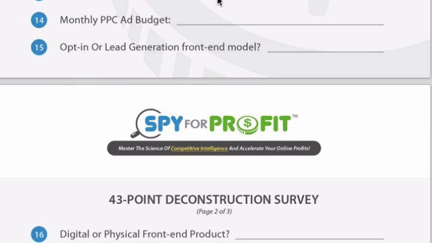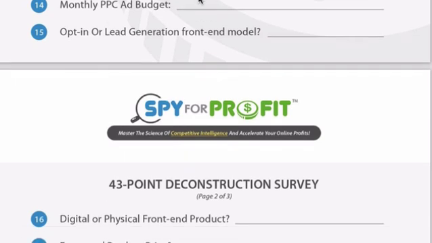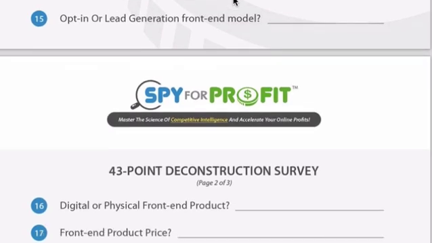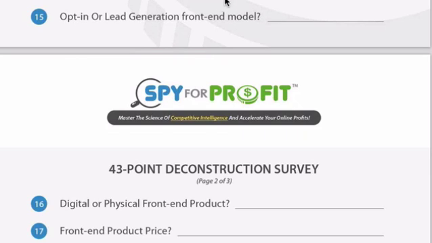Number 13, we want to know if they're running pay-per-click ads. And of course, along with that, number 14, what's their PPC ad budget? We can get this from tools like Keyword Spy that we already covered. Same kind of thing goes. We don't necessarily want to compete with somebody that's spending a fortune, unless we can do it on a smaller scale first to get started.